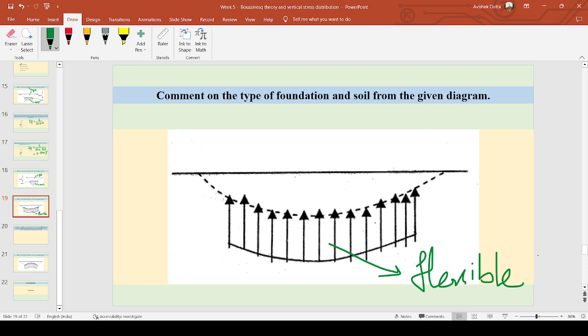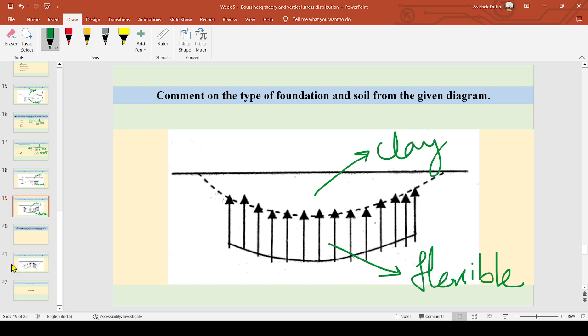settlement. And for this non-uniform settlement, if the settlement is maximum at the center and minimum at the edges, then we can say the type of soil is clay soil. Because the settlement is not uniform and settlement is maximum in the center, the type of soil is clay soil. So this diagram signifies a flexible footing in a clay soil. I hope it is clear.